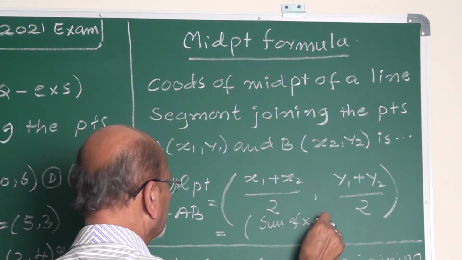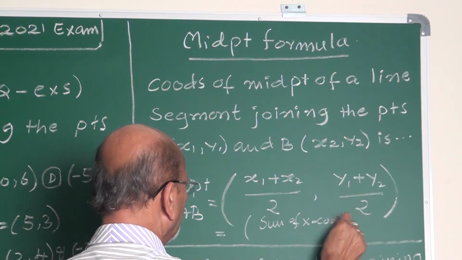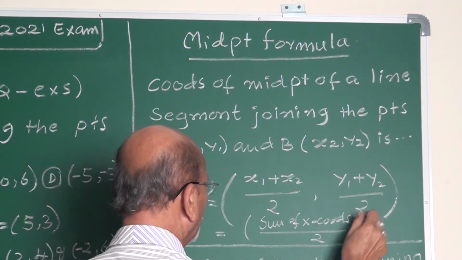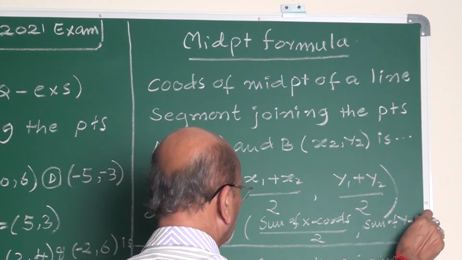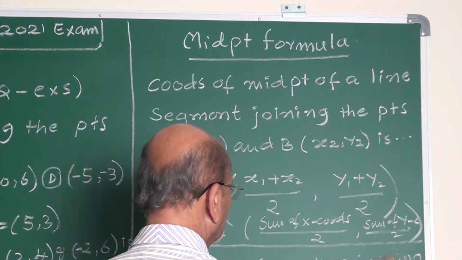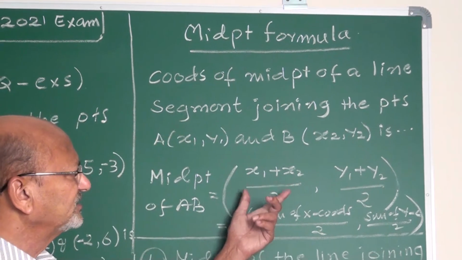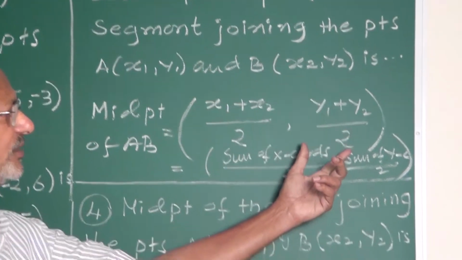Sum of x coordinates upon 2. And what is this? It is the sum of y coordinates, my friends, upon 2. You just have to add the x coordinates and divide by 2, and add the y coordinates and divide by 2.